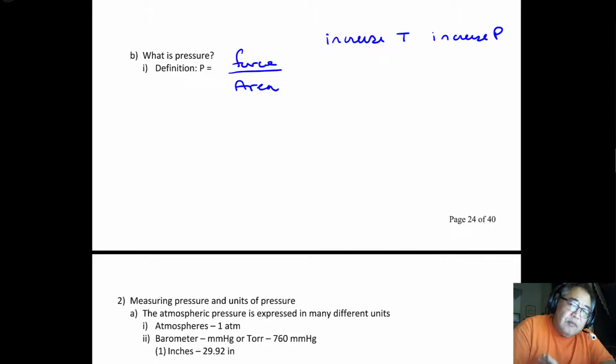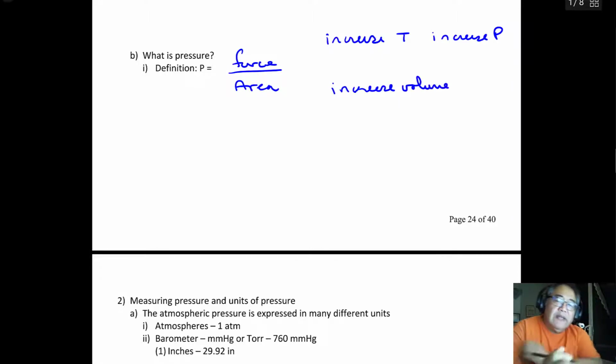So if I make the container bigger, or if I increase the volume, what that'll cause to happen is it'll cause the area to increase. Now, as long as you're not changing the number of molecules that are in there, then those molecules don't collide as frequently, and as a result, there's less total force and a larger area at the same time. So this top part goes down and this bottom part goes up, and so what ends up happening when you increase the volume is you decrease pressure.